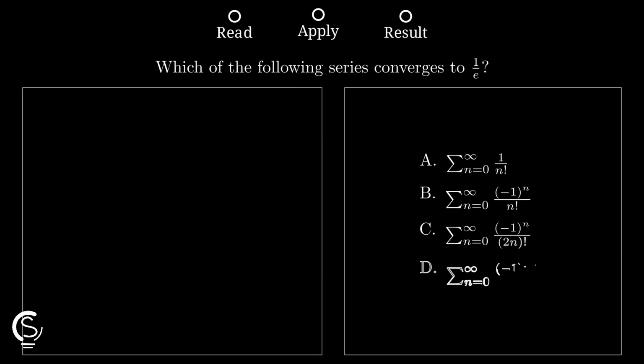Recall the general Maclaurin series for the exponential function e to the power of x. This series is defined as the sum of x to the n over n factorial. To find 1 over e, substitute -1 for x. This creates an alternating series where -1 to the n appears in the numerator of each term.